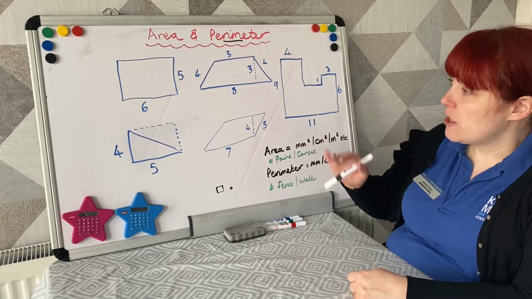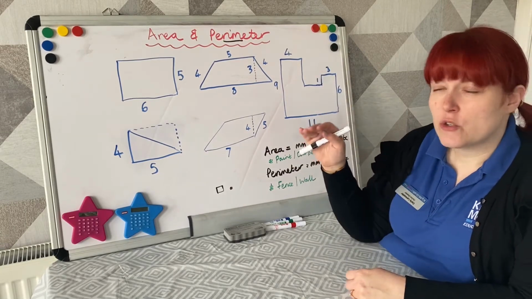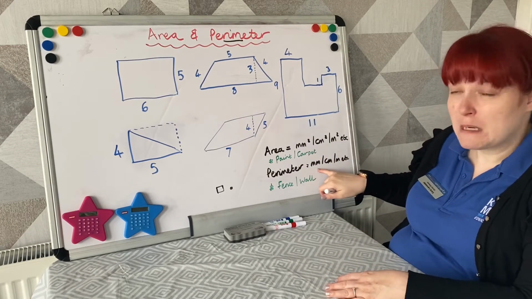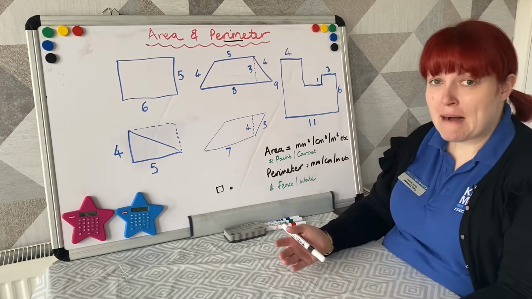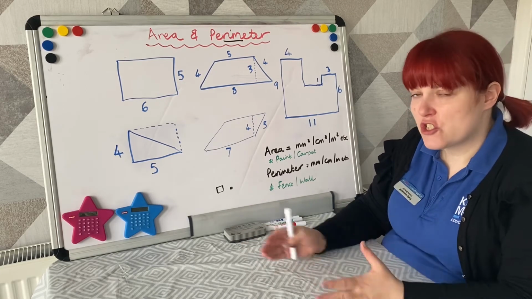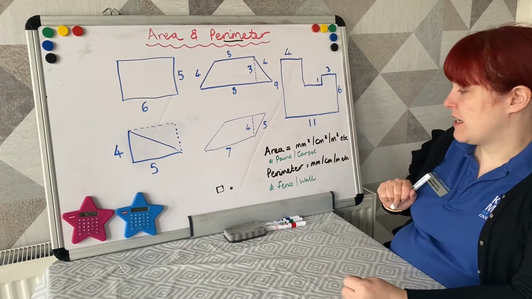Perimeter, you're measuring an actual distance. So you're still just measuring from one place to another. And so in that case, it's just millimetres, centimetres, metres, miles, kilometres, whatever it is. It's just a unit of measurement that is straight, so it doesn't have the square on it.